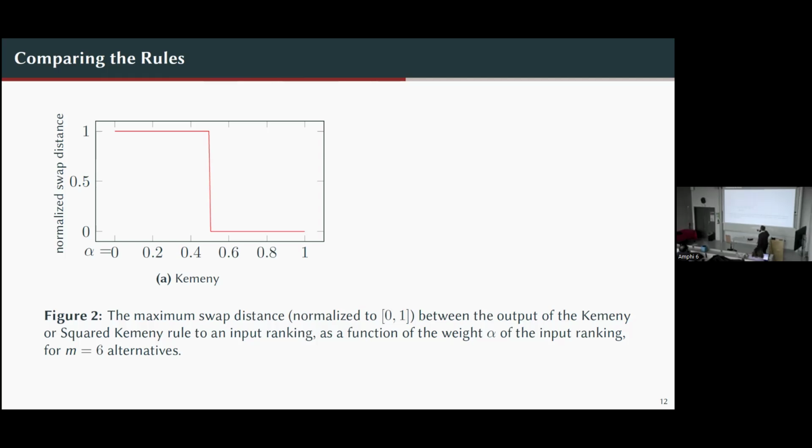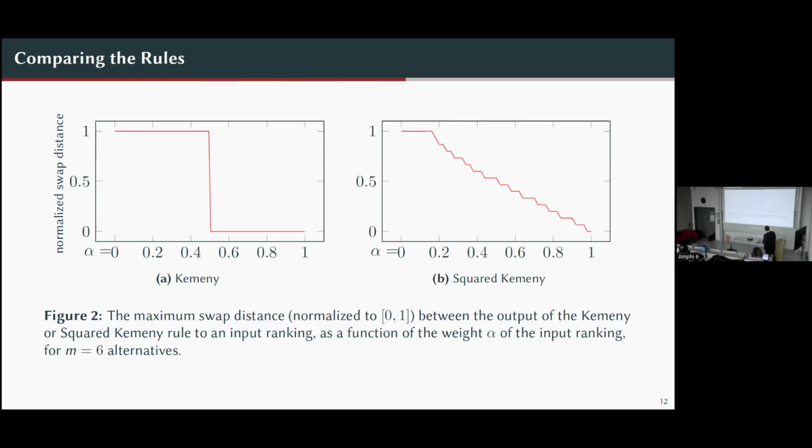But once you go over 50%, then no matter what the others do, you're guaranteed that the outcome ranking is exactly equal to your ranking. And so it goes down to 0. For Squared Kemeny, that's not the case, but rather the maximum distance it can be away from you goes down roughly proportionally as the size of your own ranking goes up.